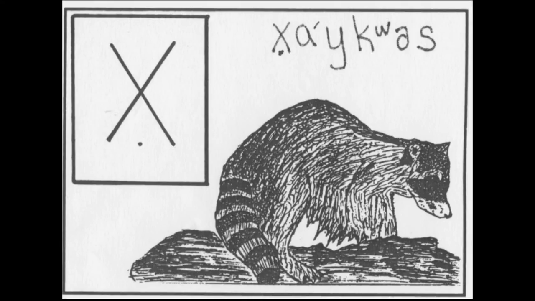An X with a dot underneath is called a back X, and it's unlike any English sound. It makes a rough throat-clearing sound. It's in the Klallam word raccoon.